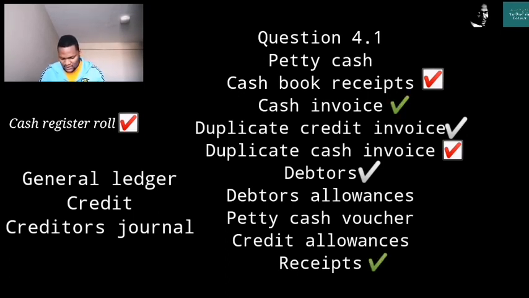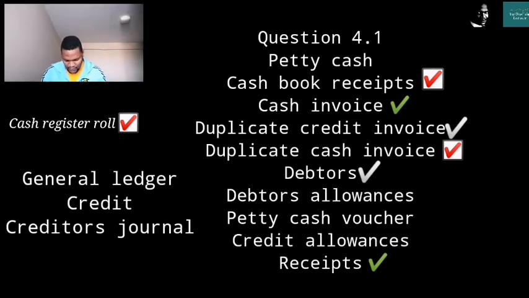Now let's look at this again. This one is a tenant who is renting a building from us. He comes and pays that rent in cash. We give him a cash invoice and we also record that in the cash book receipts.